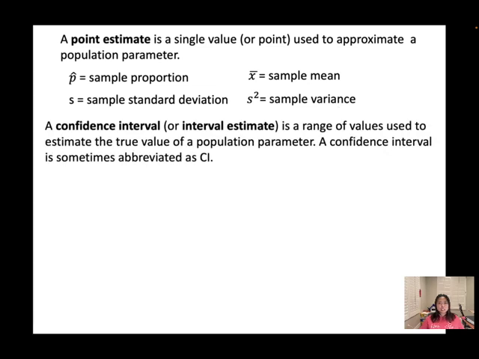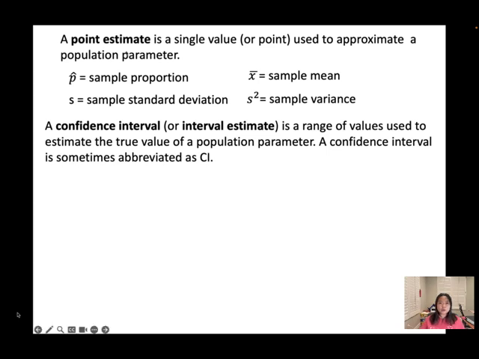Okay, what is the confidence interval? A confidence interval is a range of values used to estimate the true value of the population parameter. Sometimes we use CI to represent confidence interval. The difference between the point estimate and the confidence interval: a point estimate is a single value, okay, only one number to estimate the population parameter. But a confidence interval will be a range of values. Okay, it gives a range of values to estimate the population parameter.